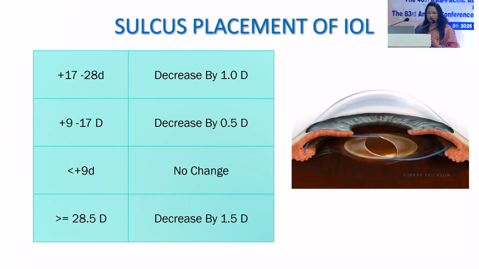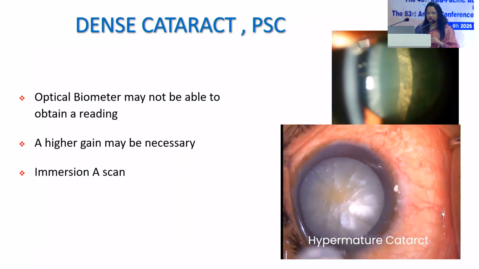Now coming to sulcus placement of IOL, here we need to follow the formula of 9S. Suppose we have IOL power between 17 to 28 diopters, we need to decrease by 1 whenever we are planning to place the IOL in the sulcus. Suppose you have a posterior capsular rent and now you are placing the IOL in the sulcus, you need to reduce by 1. But if the patient has an IOL power of less than 18 diopters, then you decrease the IOL power by 0.5 if you are planning a sulcus placement of IOL. But if the power is more than 28 diopters, you need to decrease the power by 1.5.